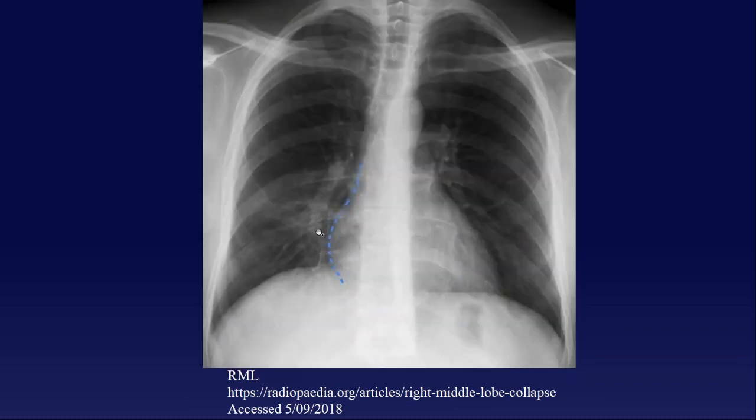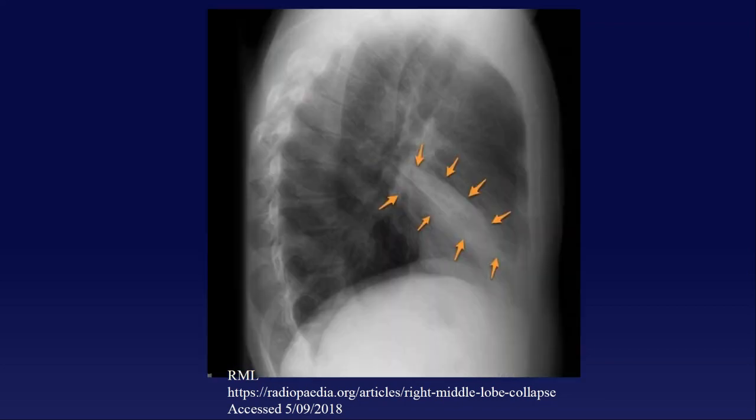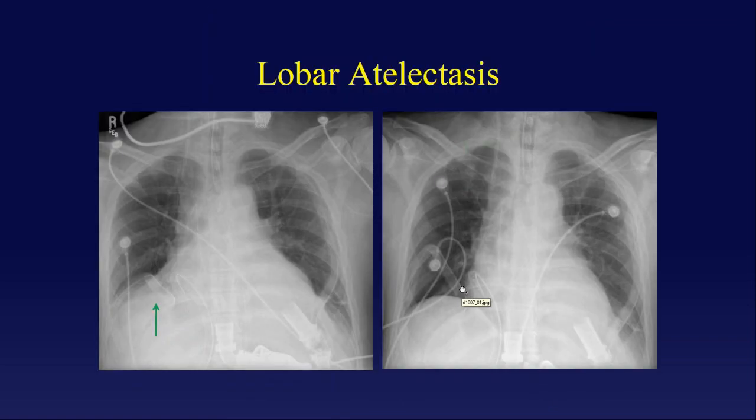But here you've got, what's this called? You're losing your right heart border, that's called? Is that silhouetting? Silhouetting, absolutely. Okay, so it suggests right middle lobe collapse here or consolidation. It's a little harder to tell on a frontal, but here you see there's volume loss in the right middle lobe compatible with atelectasis. And here you've got right middle and lower lobe atelectasis because you've got the right diaphragm silhouetted as well as the right heart border.